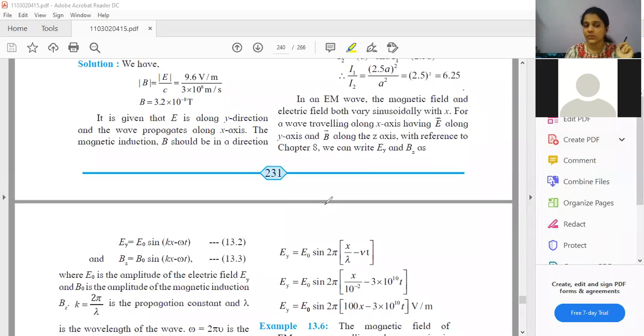Everyone please sit with your textbooks. If I ask you all to mark anything, you are supposed to mark. So this theory part starts from here. What was this theory part?